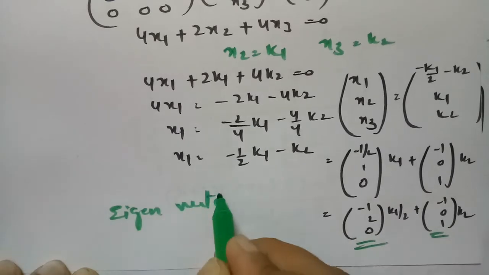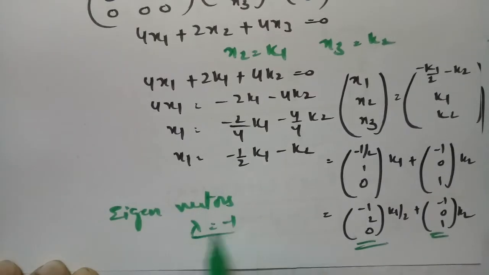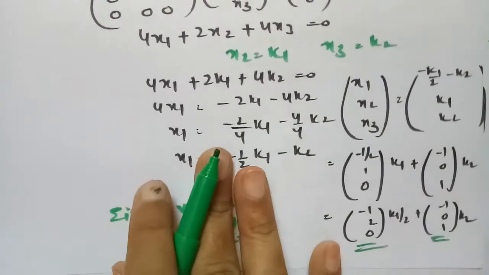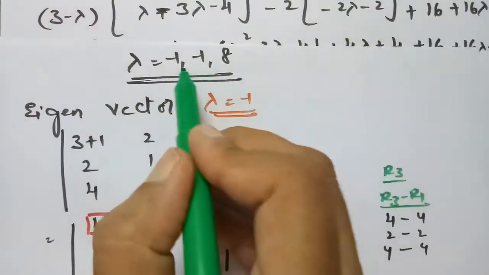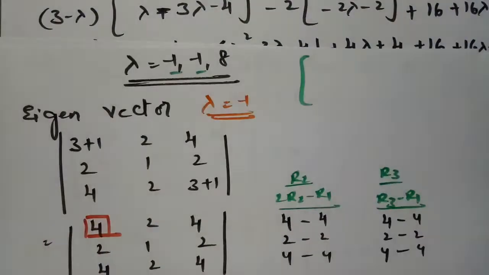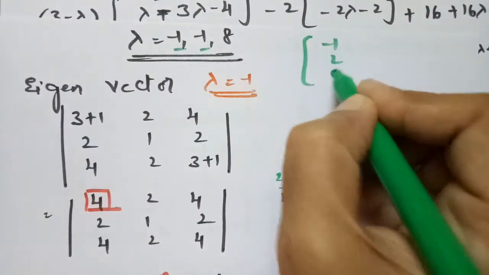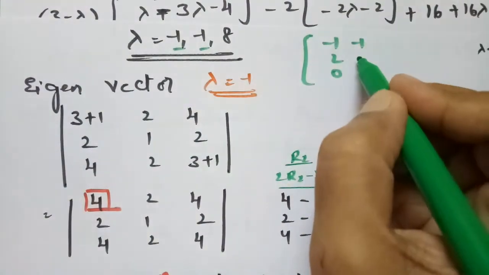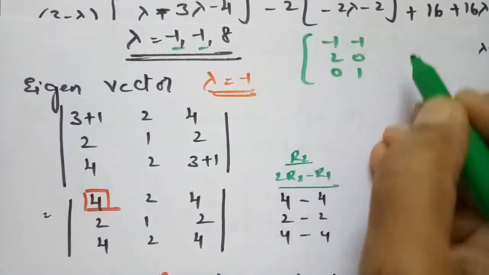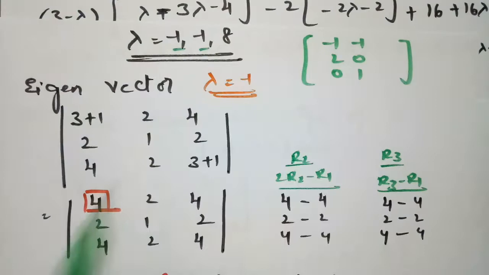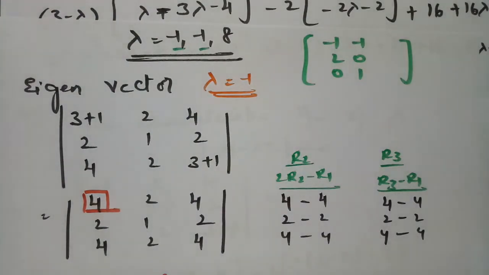So these are the eigenvectors corresponding to lambda equal to minus 1. The next one, the matrix here is ready. One is minus 1, 2, 0, and the next one is minus 1, 0, 1. Next I have to find the eigenvector with respect to the eigenvalue lambda equal to 8.